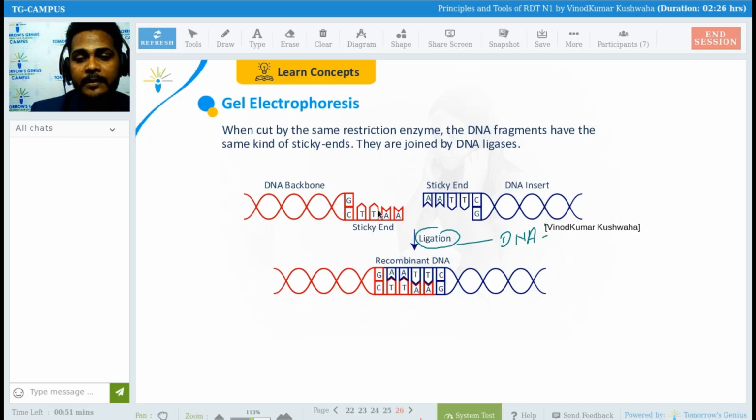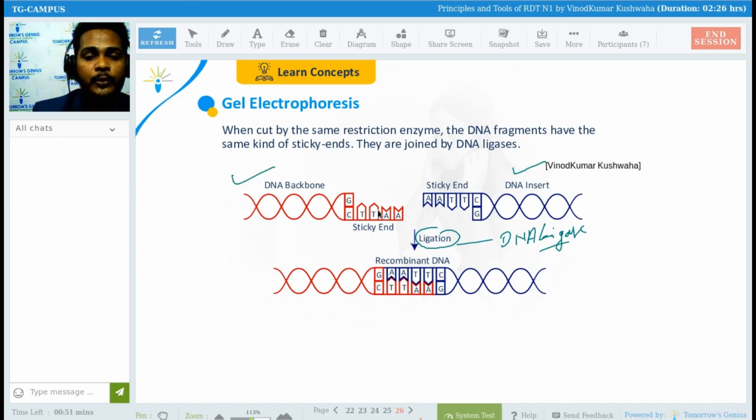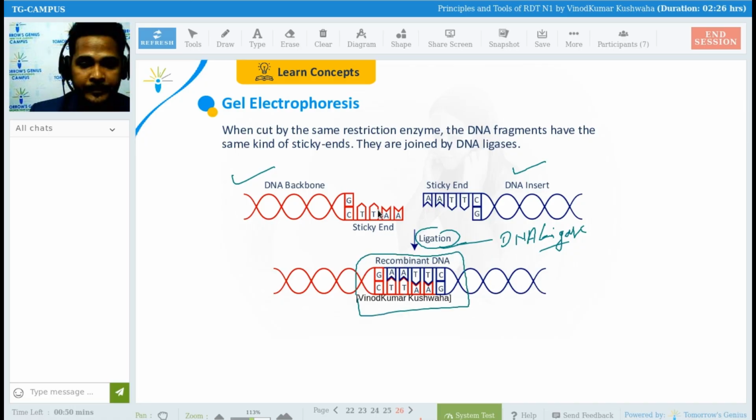And the enzyme used is DNA ligase. So you can see this is the DNA backbone. This is the end of the DNA insert. So these two DNAs you can join together with the help of ligation, and this ligation becomes your recombinant DNA segment. So you require DNA ligase.